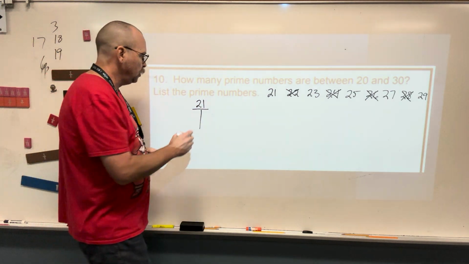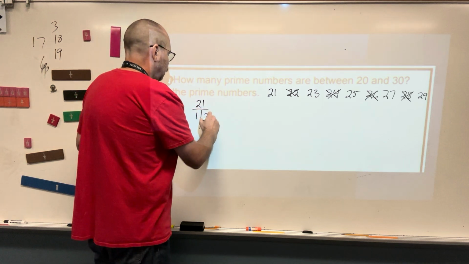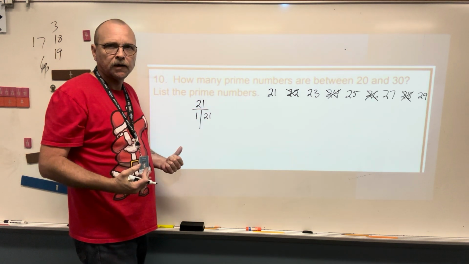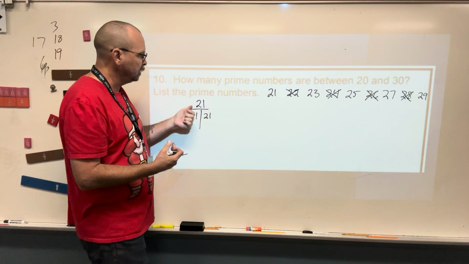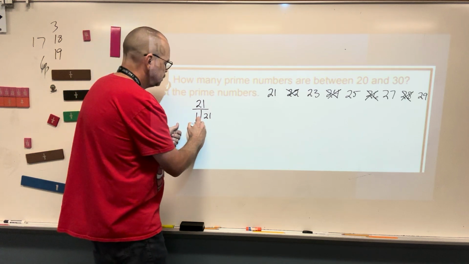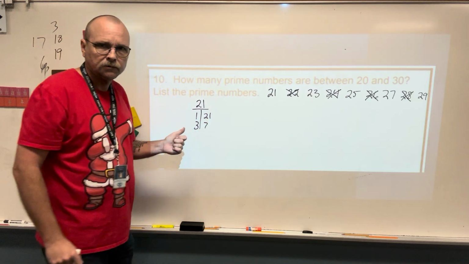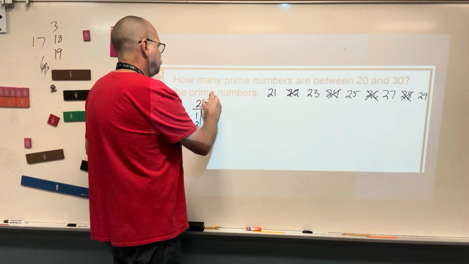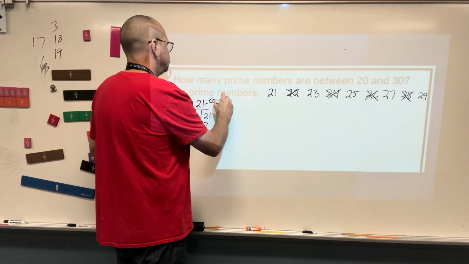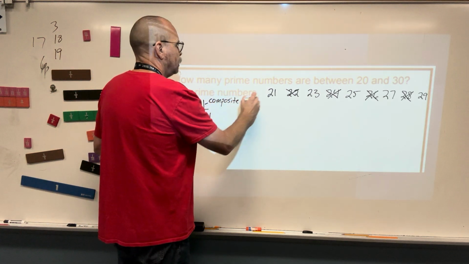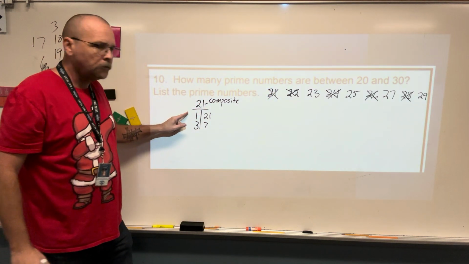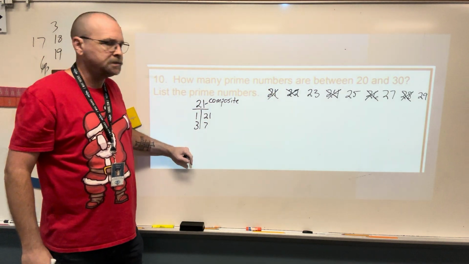So let's look at the number 21. The factors of 21, we have 1 and 21. Does anything else divide evenly into 21? Well, yes, 3 and 7. So that makes 21 composite. If it has more than 2 factors, it's a composite number.